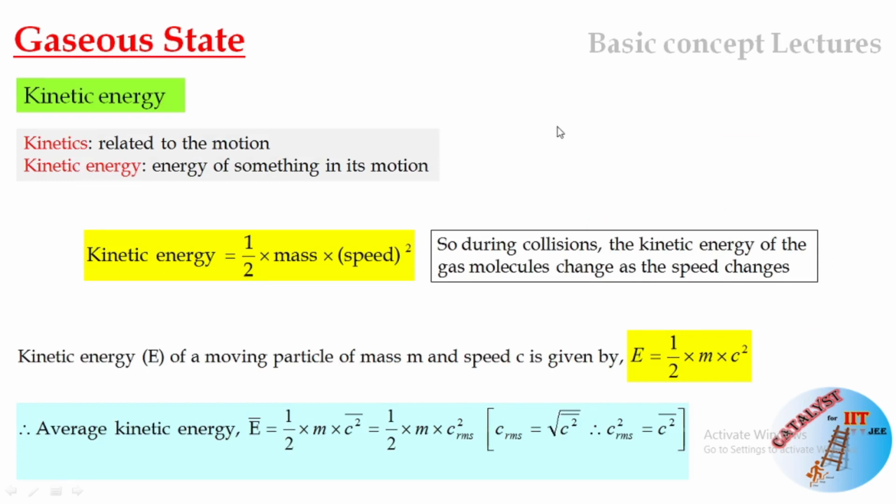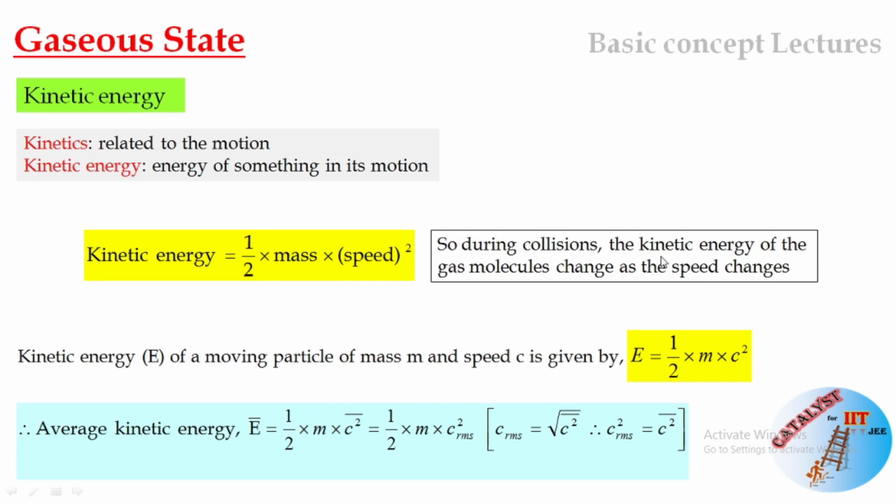Now, let us talk about the kinetic energy. Kinetics is related to motion. So, the kinetic energy basically means the energy of something in its motion. So, when a gas molecule moves, it has some kinetic energy. Now, mathematically we can write the kinetic energy as half into mass into speed square.